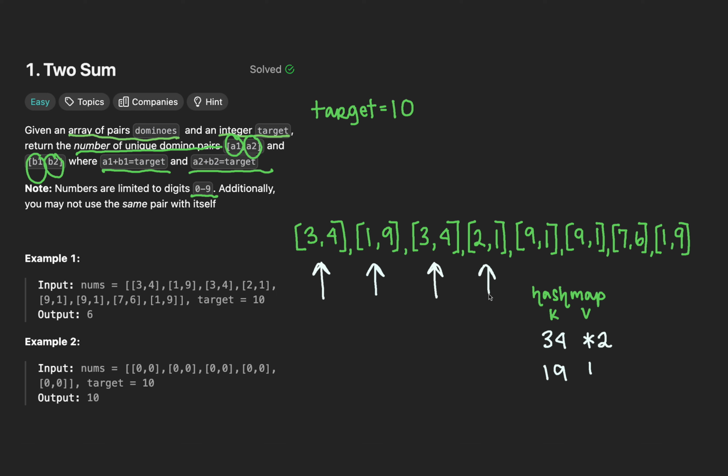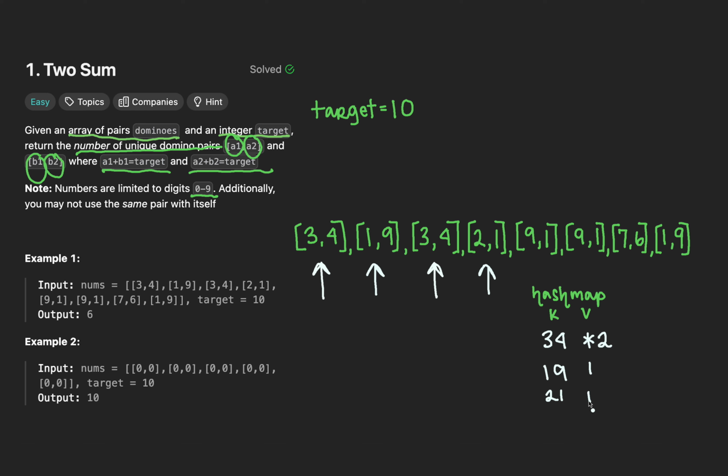On the next domino, we would need a complement domino of 8, 9 in order to reach our target 10. We check and we see that there's no 8, 9 domino, so there's not going to be a valid pair in this case. Let's go ahead and end the iteration by adding 2, 1 into our map with a frequency of 1.